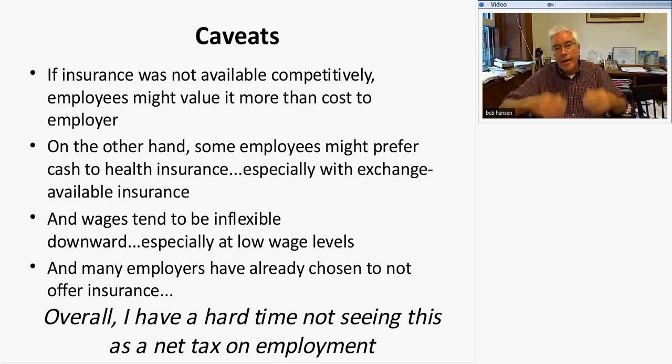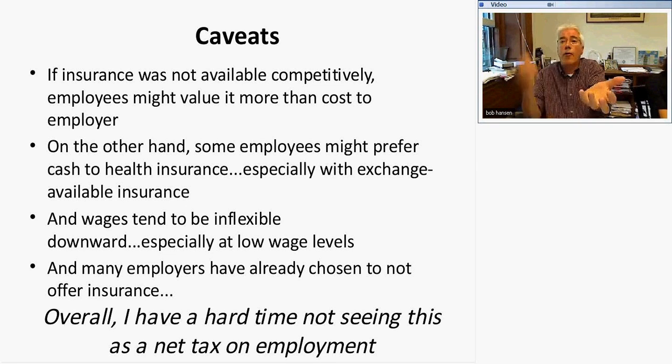There's a lot of caveats. I'm not going to spend a lot of time on these. A couple of the ones that I would focus on, though, maybe that third bullet point, wages tend to be inflexible downwards. For instance, we have a minimum wage. So for people at the minimum wage, if all of a sudden I'm mandated to provide insurance, I strike this bargain essentially with my employees where I say, instead of paying you $6 an hour, I'm now going to pay you $4 an hour, but you also have insurance.